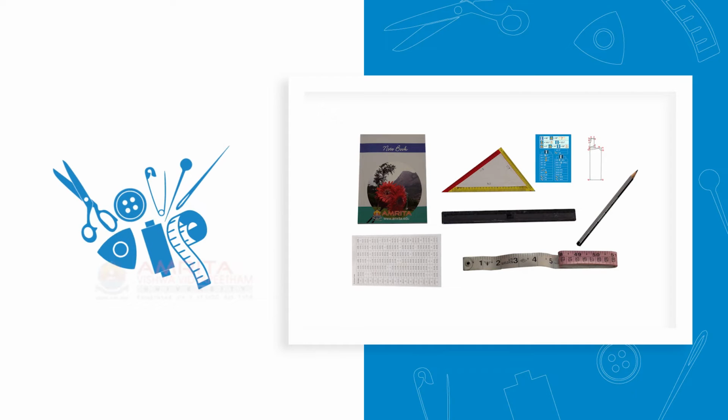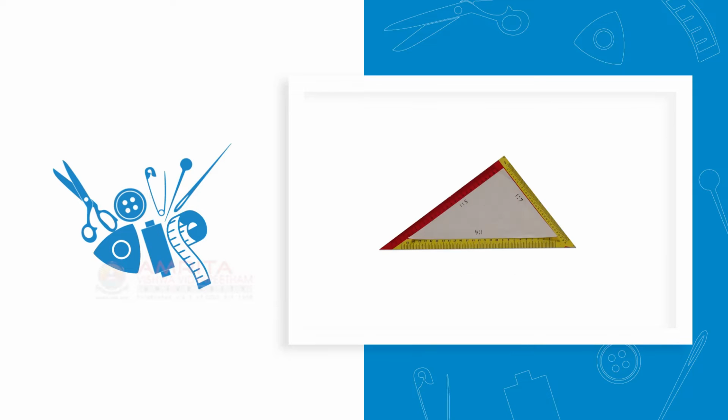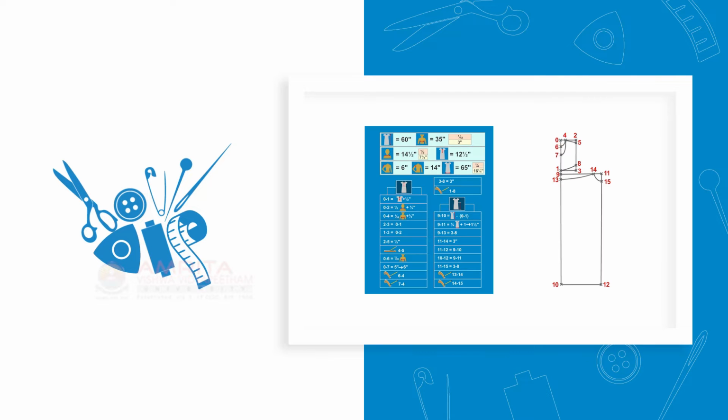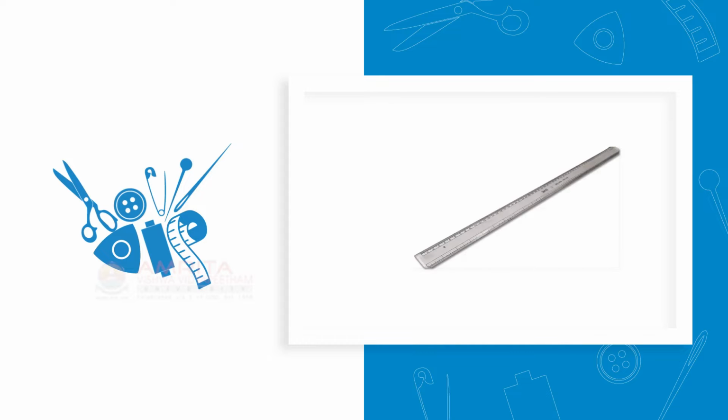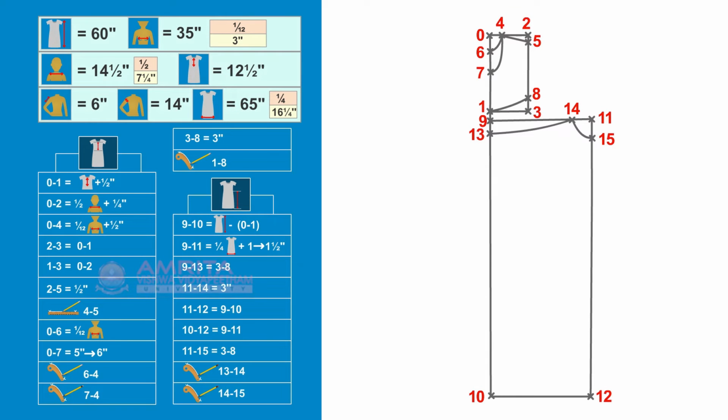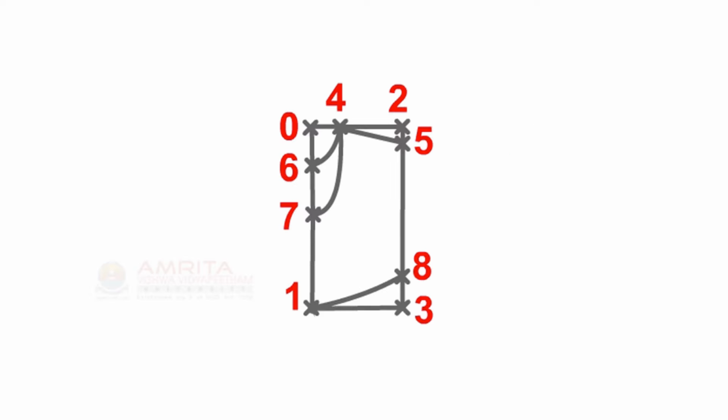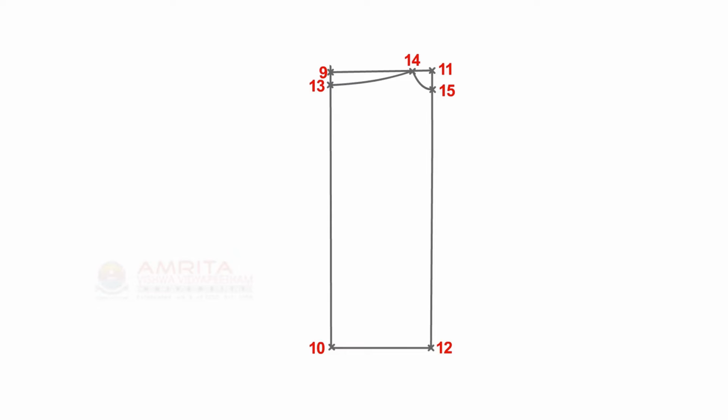Let's first familiarize with the tools and materials required for doing this exercise. They are notebook, pencil, triangular scale, measuring tape, pattern and drafting instructions, fraction table, and scale. Now let's see how to draft the pattern for pleated nightie in the notebook using a triangular scale. For a pleated nightie, we need to draft the bodice part and skirt part separately.